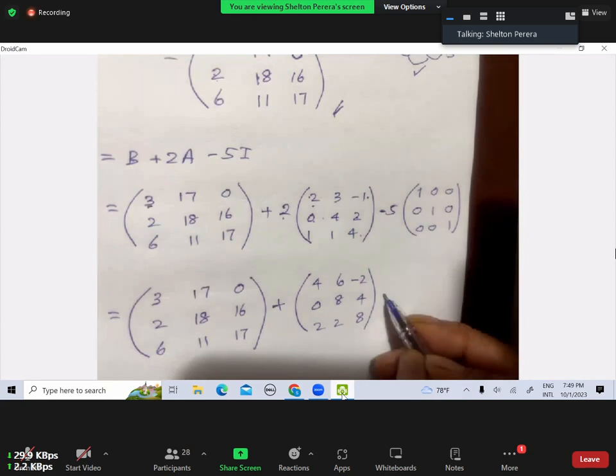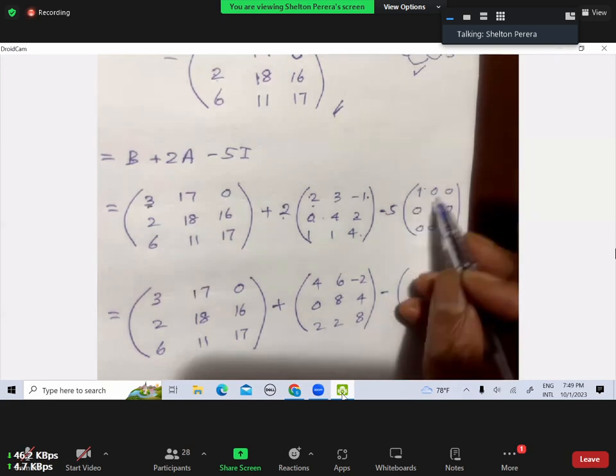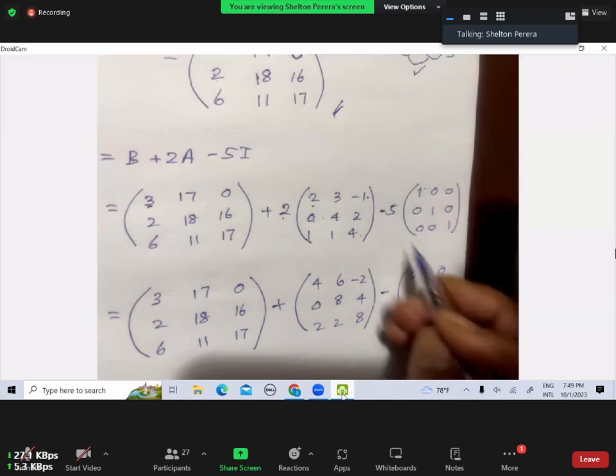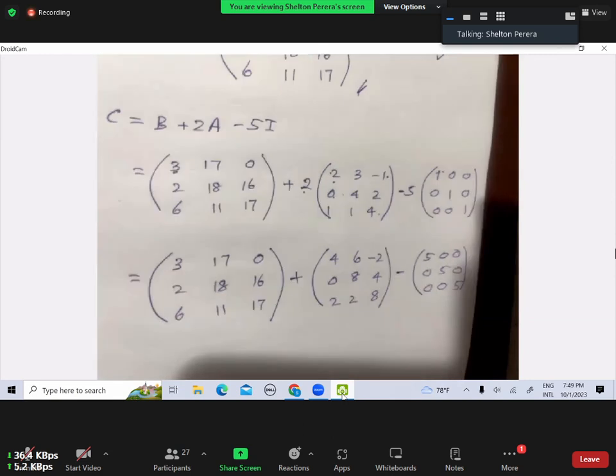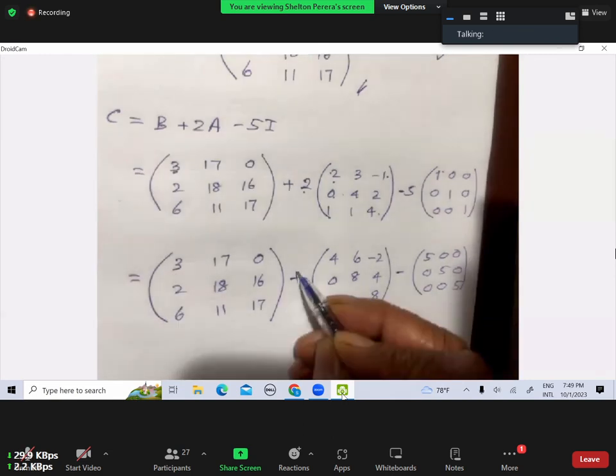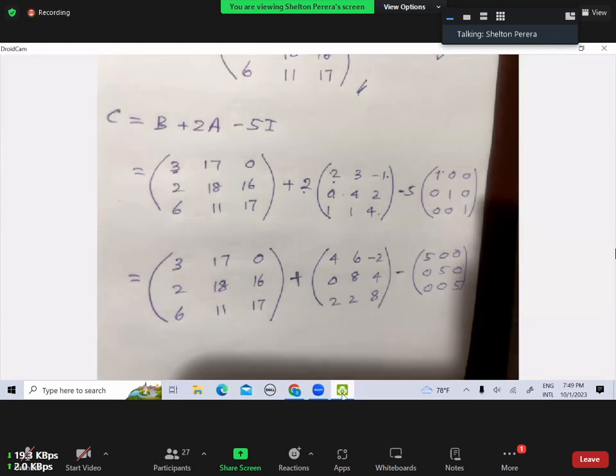Then minus 5I. All the others are zeros. When you multiply the identity matrix by 5, you get 5, 0, 0, 0, 5, 0, 0, 0, 5. Now, add the corresponding entries to add, and subtract the corresponding numbers of the matrix to subtract.